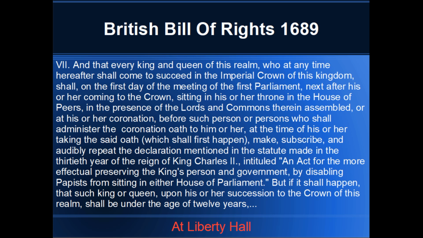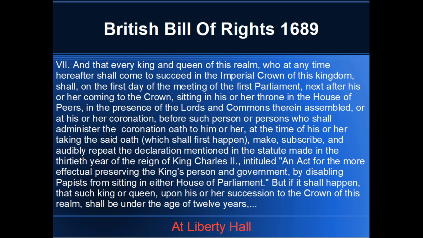which shall first happen, make, subscribe, and audibly repeat the declaration mentioned in the statute made in the 30th year of the reign of King Charles II, intituled An Act for the more effectual preserving the King's person and government, by disabling papists from sitting in either House of Parliament.